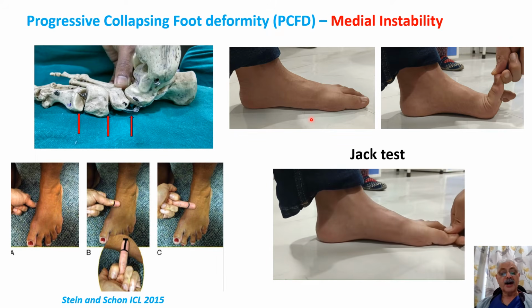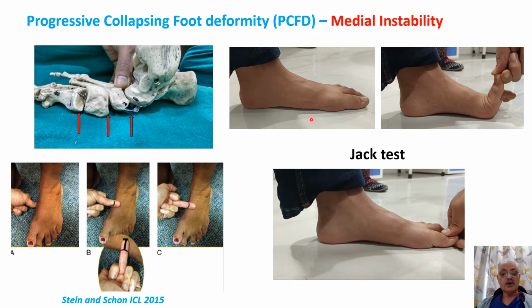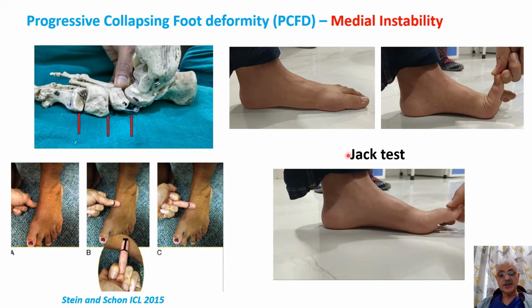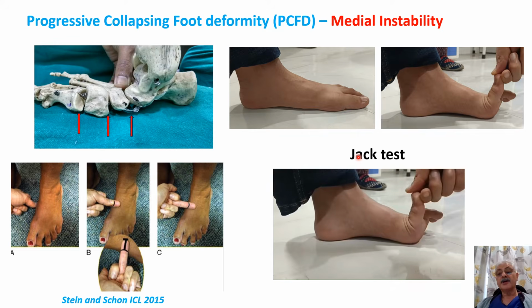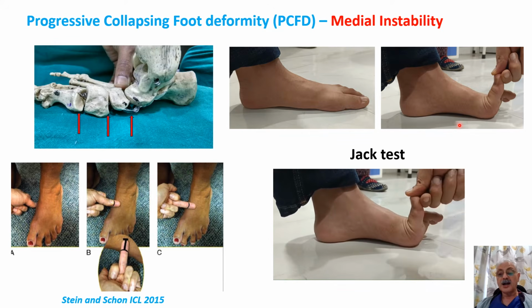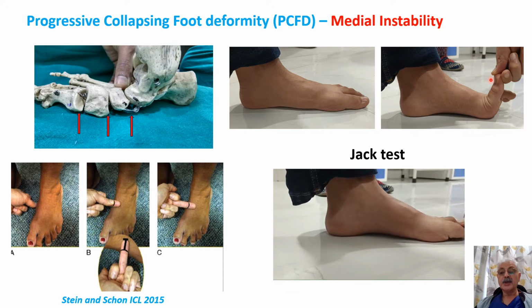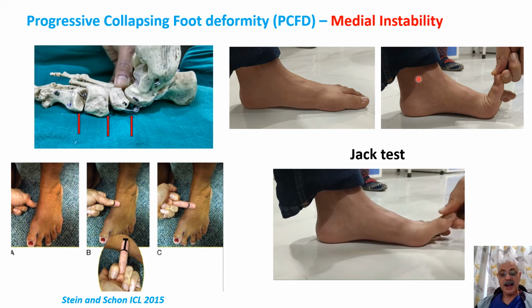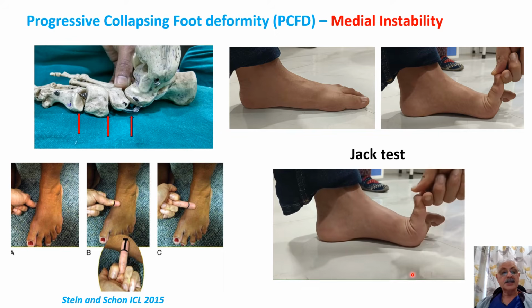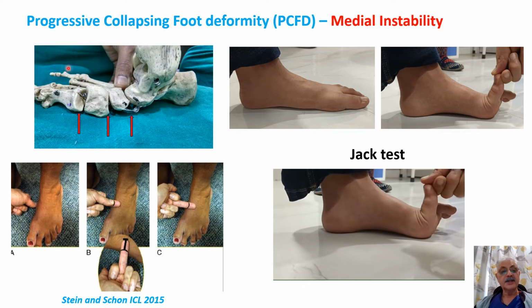Whether this loss of arch is flexible or not can be appreciated by the Jack test, where you try to reform the arch by dorsiflexion of the big toe in a standing position, and if this arch reforms, that means this deformity is flexible.